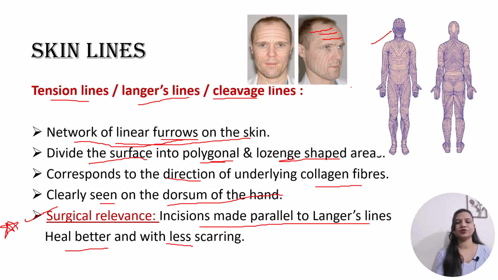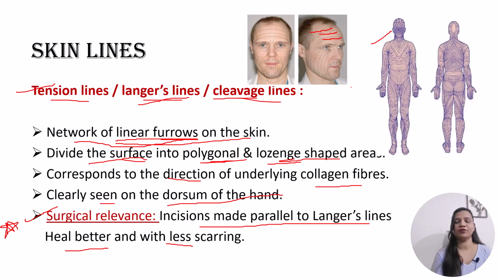Okay, so these are the tension lines, also called Langer's lines or cleavage lines, which are a network of linear furrows, that means deep lines or wrinkles present on the surface of the skin, dividing the surface into polygonal and lozenge shaped areas.